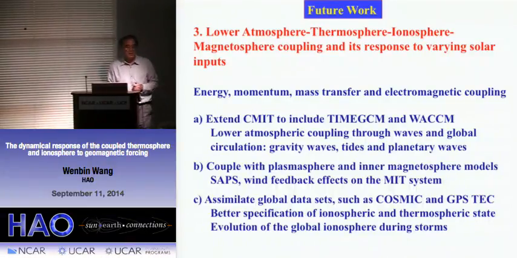Yeah. I was curious whether the DE data is still relevant to these sorts of studies. And is COSMIC our only instrumentation, or planned instrumentation, that allows us to probe this?